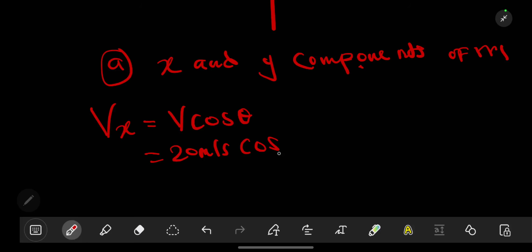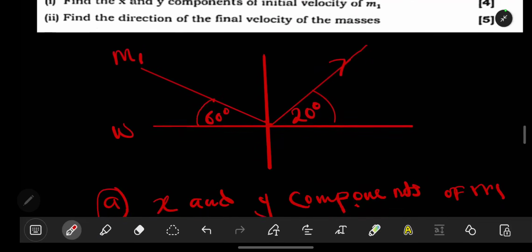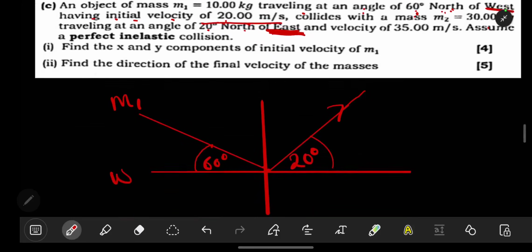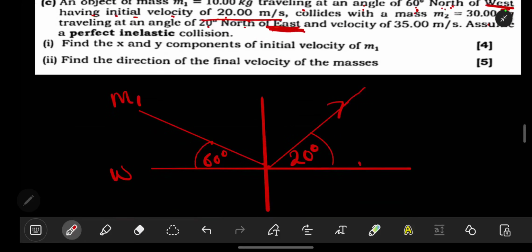what is the angle? So which one is our m1? m1 was the one that was traveling at the angle of 60 degrees north of west. So you measure the angle from the positive x-axis. So from here, the vector has come back to here, like that. In fact, vectors are very important. If you're having challenges, you should watch the vector videos.